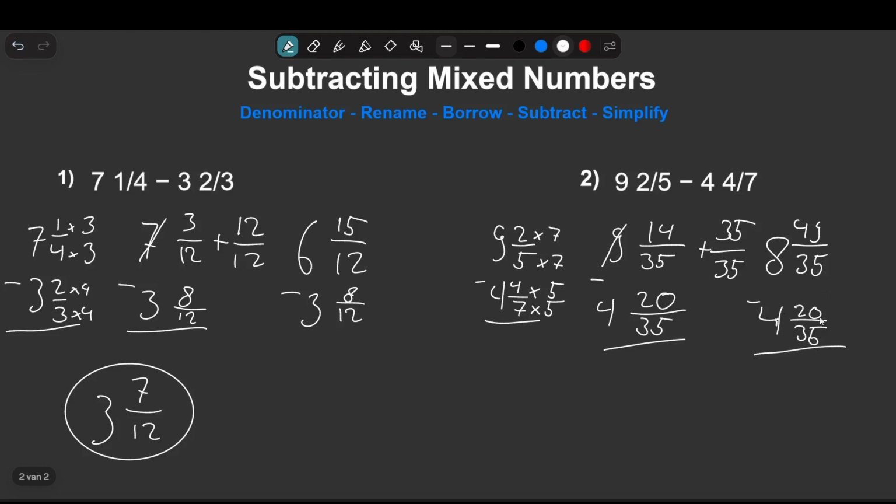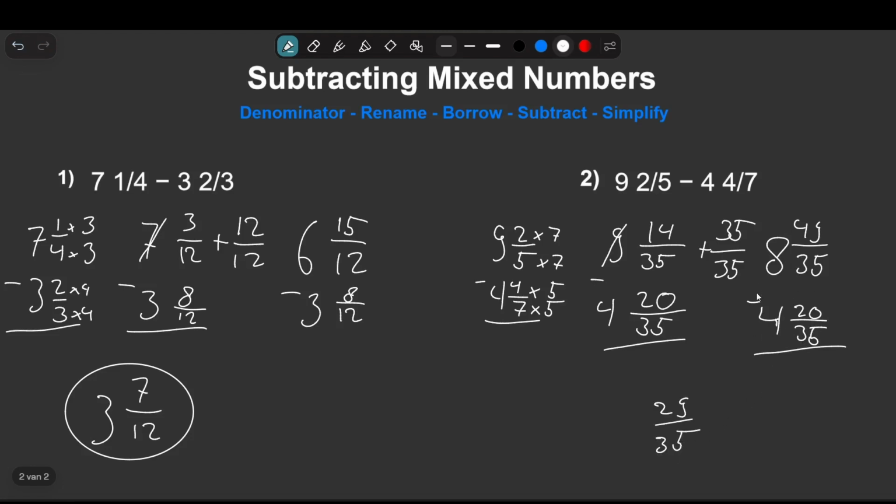And now we can simply start subtracting. So we're going to start with the fractional parts, of course. We're going to do 49 minus 20. 49 minus 20 equals 29. So let's write it here, 29. And our denominator stays the same, which is 35.